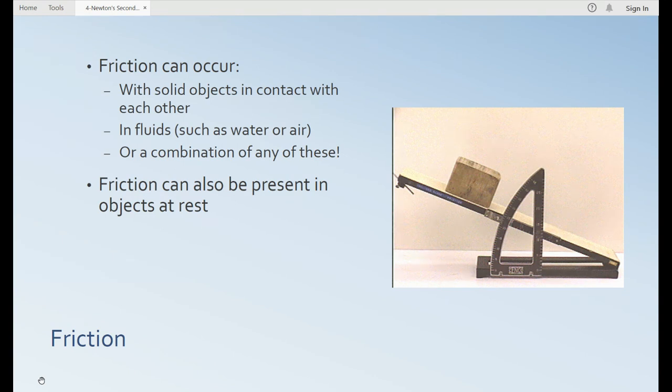Friction can also be present in objects at rest as well as objects that are moving. So let's look at our wooden block here that's on our inclined plane. Right now, the incline of the plane is not great enough to overcome the friction of the block. So the block's going to be kind of at rest on that inclined plane. But of course, if we raise that plane and make that steeper, pretty soon the force of gravity pulling on the block is going to be greater than the force of friction between the block and the plane, and the block will start sliding down the plane.